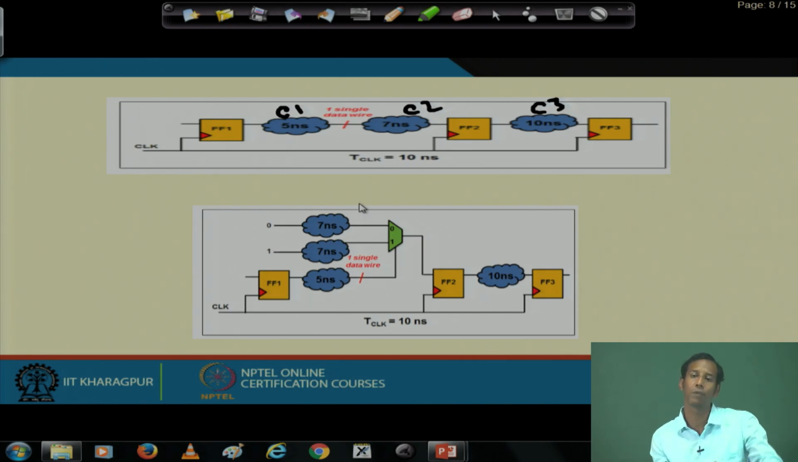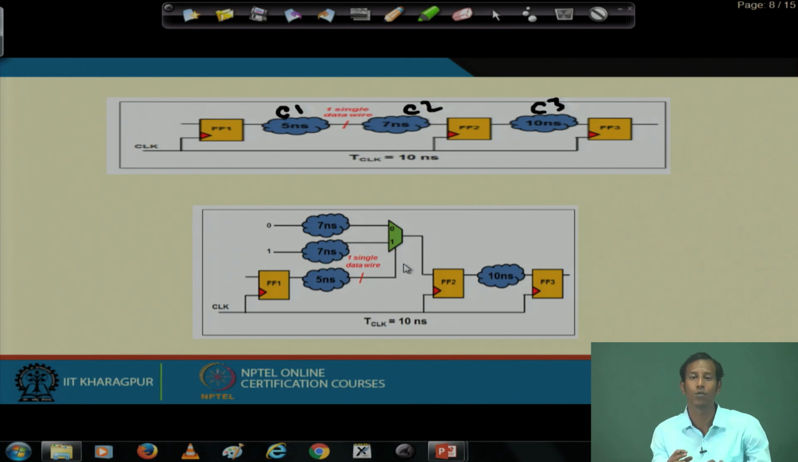So, in parallel, within 5 nanoseconds I have already computed this, considering 0 and 1. Then based on this, whether this value will be 0 or 1, I will select which path. If after 5 nanoseconds it finds that this is 0, it will select the corresponding path, and if it finds that this value is 1, it will select this and go to flip flop 2.